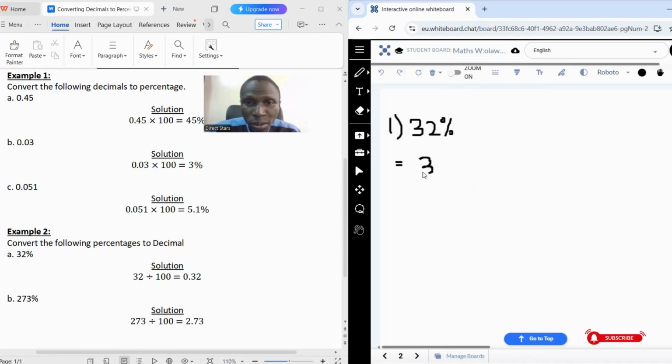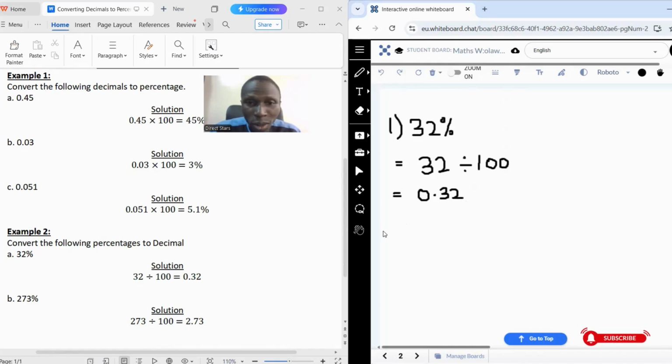So we're going to have 32 divided by 100. So 32 divided by 100, we're going to have 0.32. So with this, we've converted 32% to a decimal, which gives us 0.32.